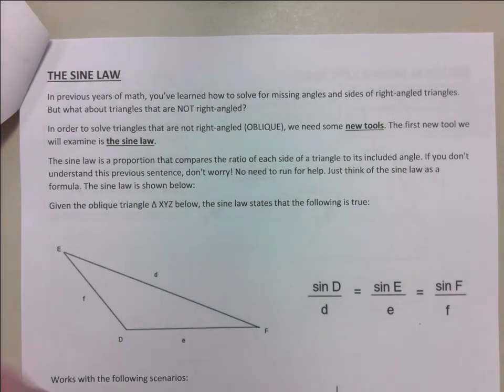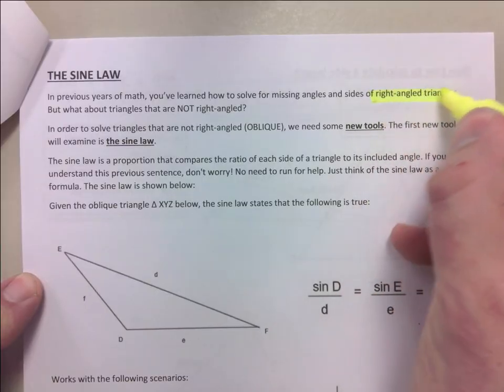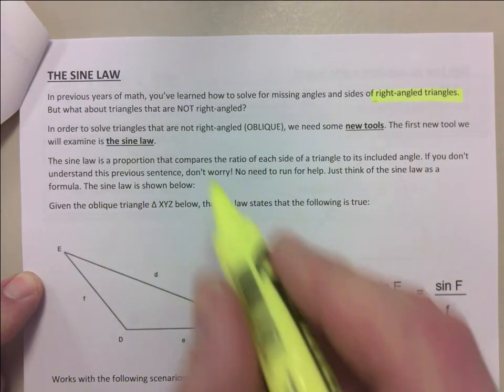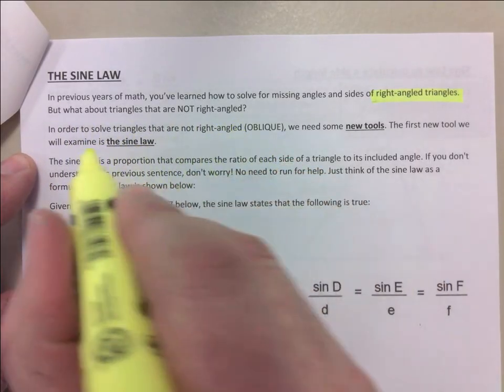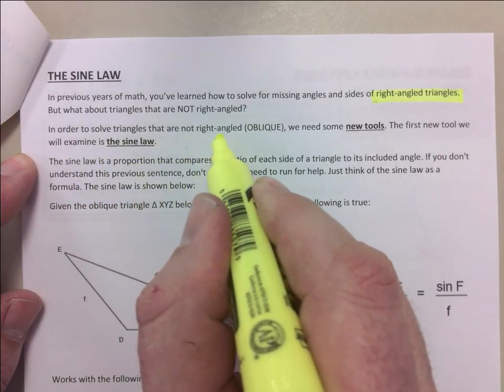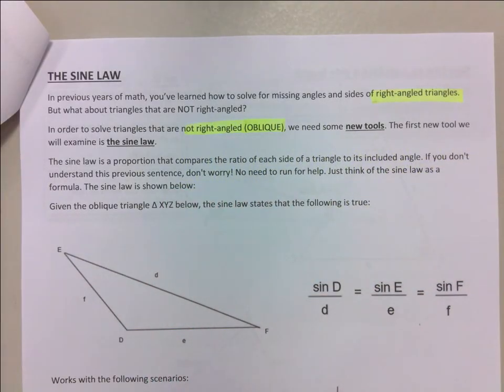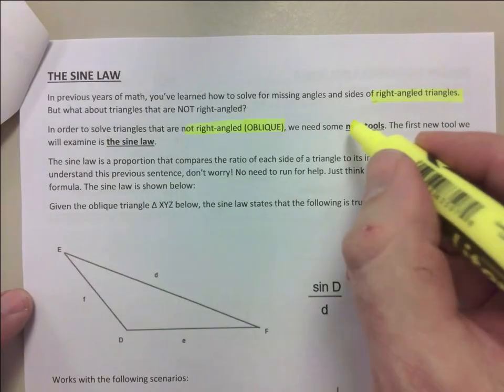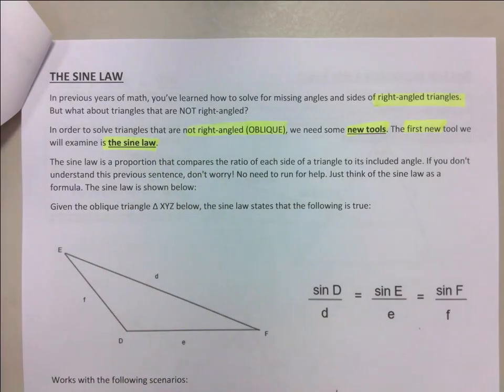In previous years of math, you learned how to solve for missing angles of right angle triangles, okay? But what about triangles that are not right angled? In order to solve triangles that are not right angled, oblique is any triangle that doesn't have a 90-degree angle, we need some new tools. The first tool is the sine law. This is going to be the most popular out of the two laws. I'm going to show you how to do that.